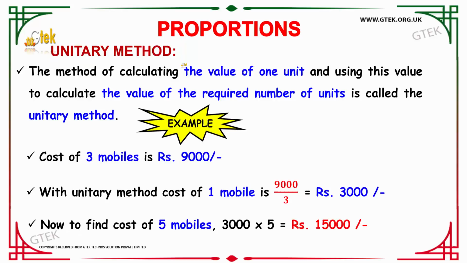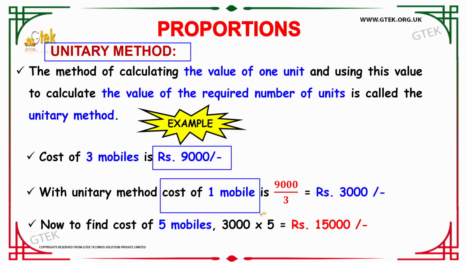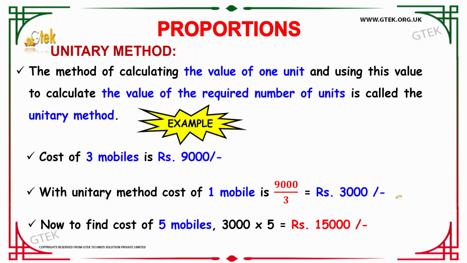Let's see an example. We have the statement, the cost of 3 mobiles is 9,000. By using the unitary method, we need to find out the cost of one mobile. Since we know the cost of 3 mobiles is 9,000, we can simply divide 9,000 by 3. On cancelling, we get the answer of 3,000.